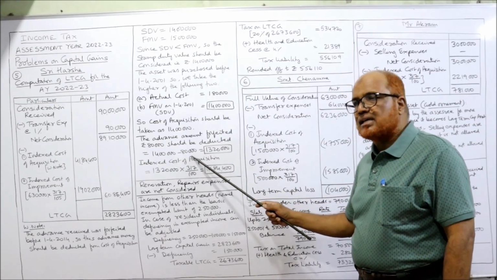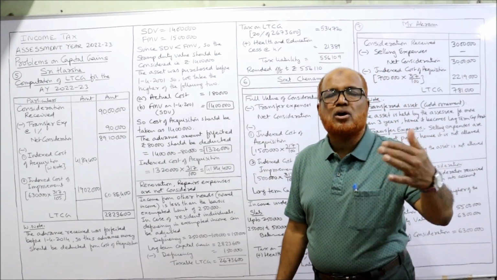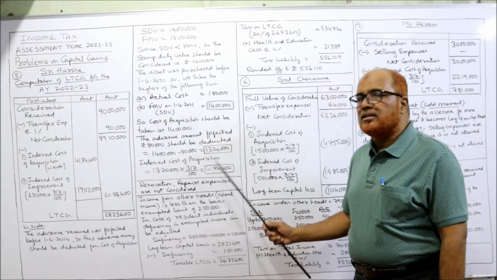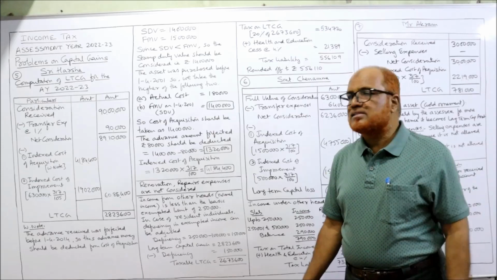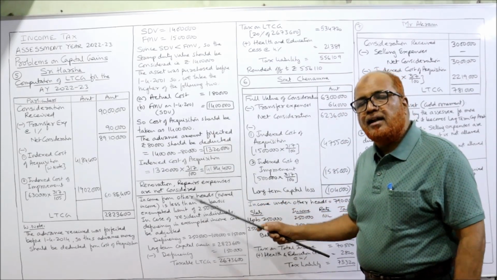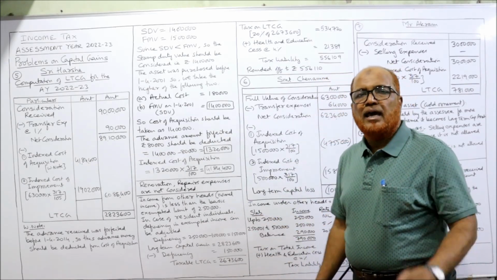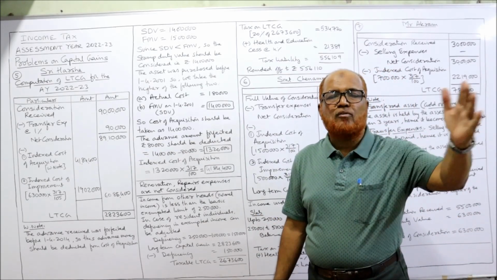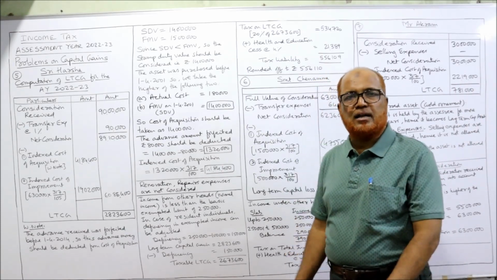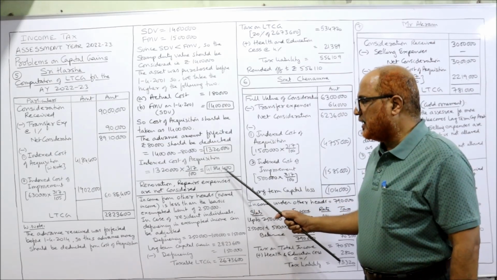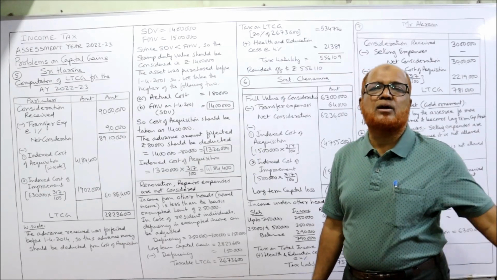So 14 lakh minus 80,000, 13 lakh 20,000 is the cost of acquisition. Now indexed cost of acquisition, 13 lakh 20,000 into 317 by 100. Current previous year index is 317 and the index of 1/4/2001 is 100. Any asset which is purchased before 1/4/2001, the index number should always be taken as 100. So 41,84,400. This is the indexed cost of acquisition.